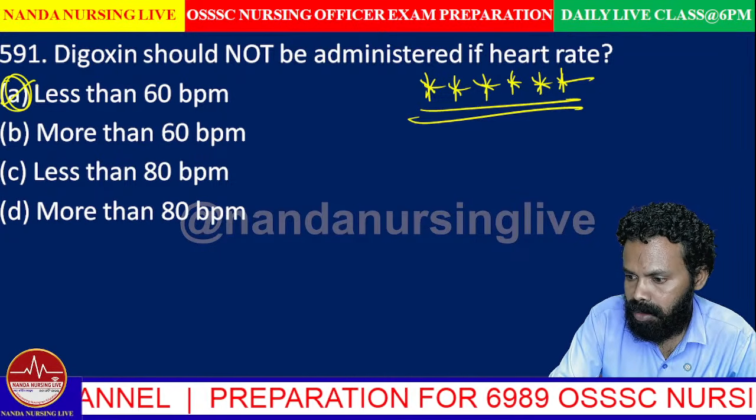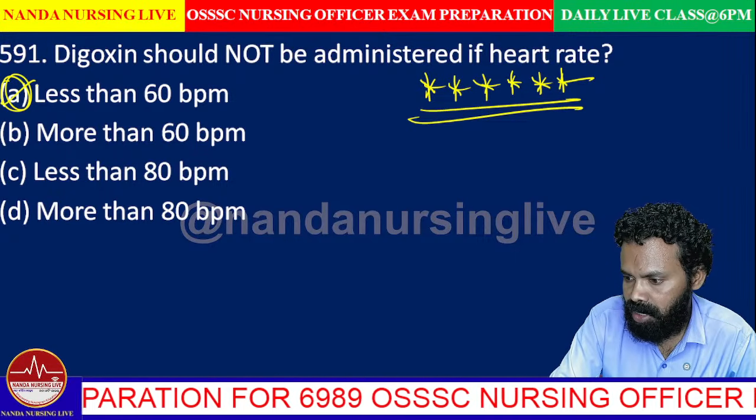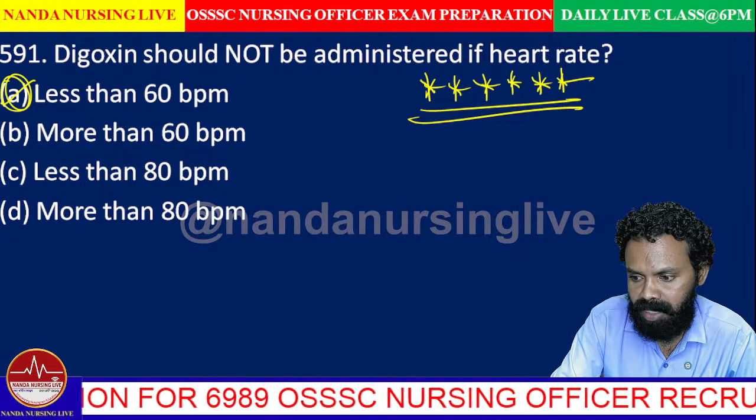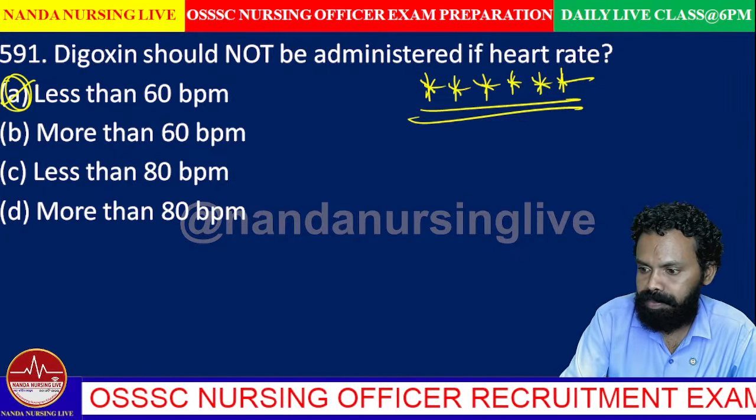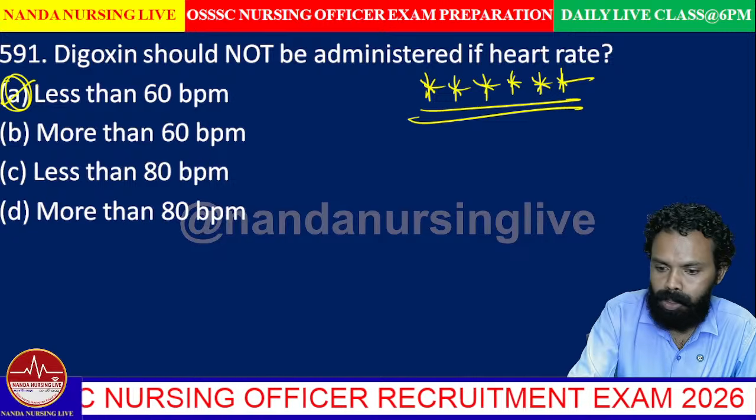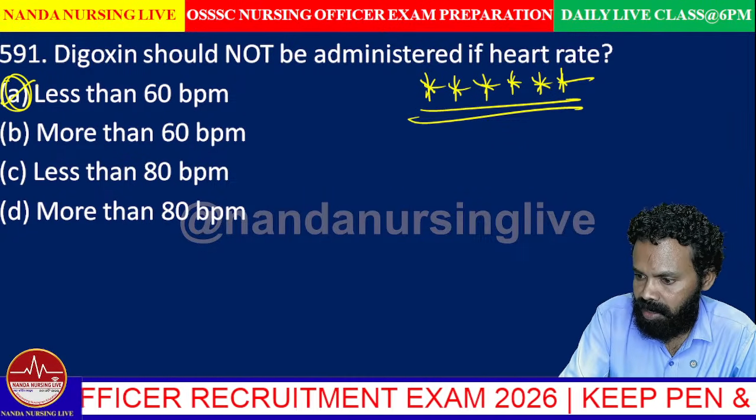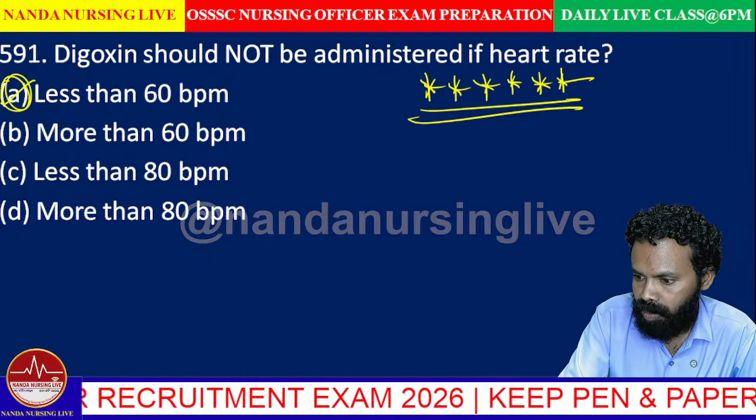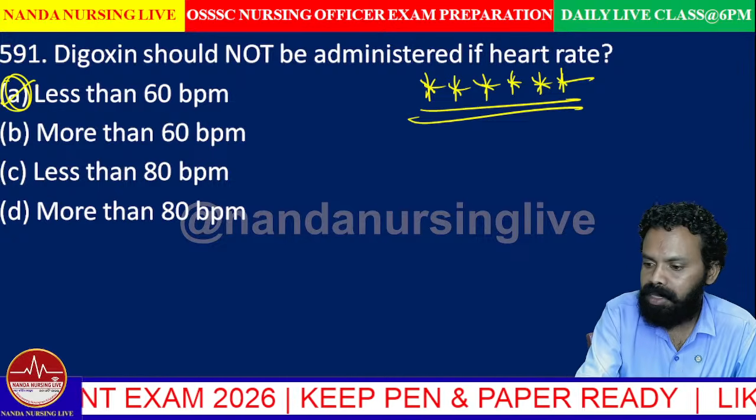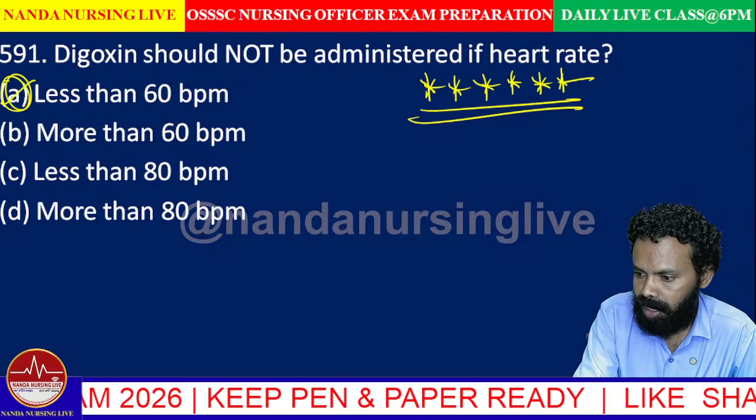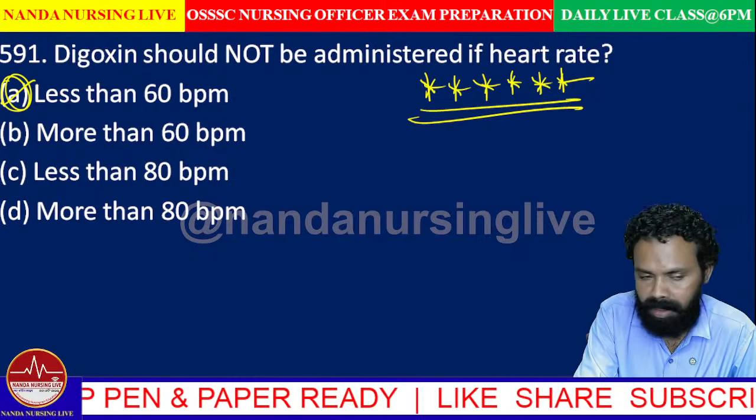According to standard guidelines, if the heart rate is less than 60 beats per minute, we do not give it to adult patients. So first assess the patient's heart rate, then administer the drug. Option A is the correct answer. If the heart rate is less than 60 beats per minute, we should not give digoxin.